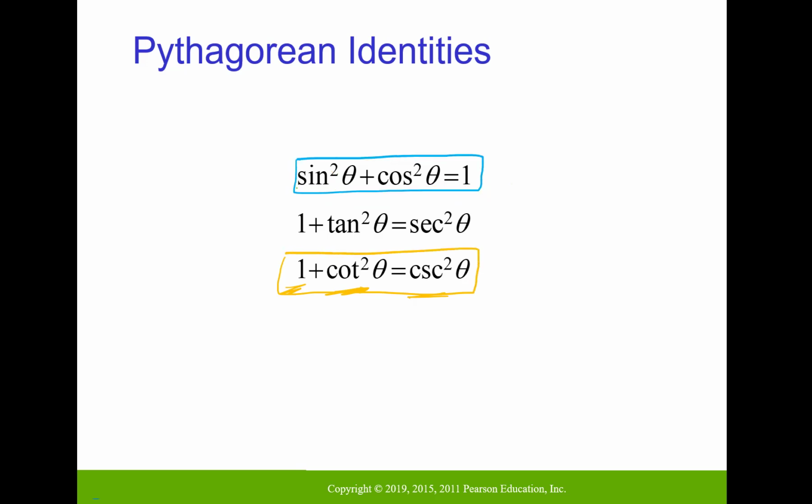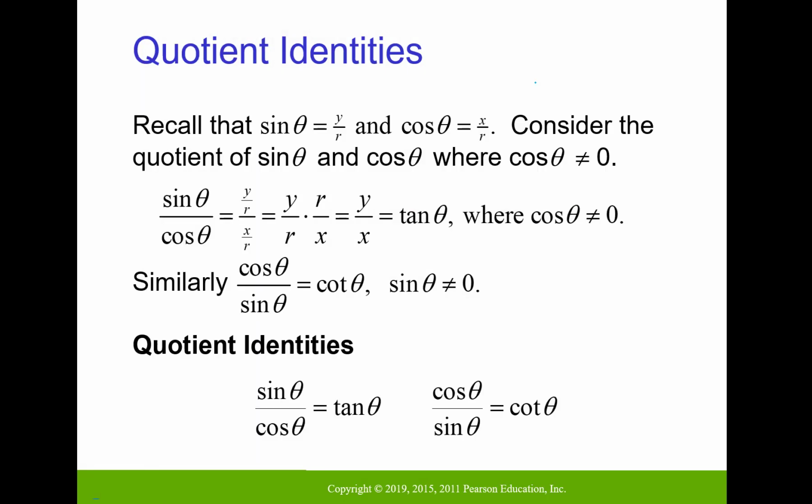And then if you divide everything by cosine squared theta, then what you'll notice is you'll have sine over cosine, which is tangent, so that's tangent squared right here. And then cosine over itself is 1, and then 1 over cosine is secant. So secant squared. So this is the other version of the Pythagorean identity. So as long as you know the first one, sine squared plus cosine squared equals 1, you can find the other two. Here are the quotient identities.